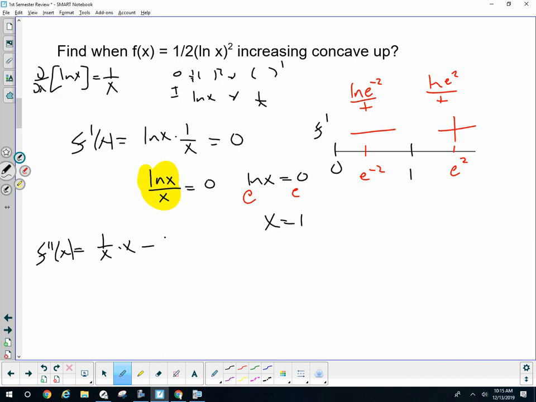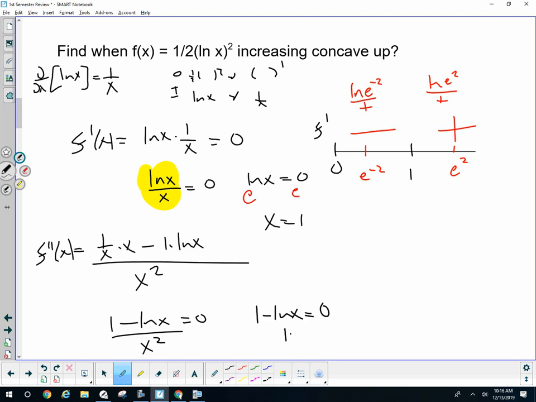Minus the derivative of the bottom times the top, all over the bottom squared. We end up with 1 minus log x over x squared. To solve this equation equal to 0, again, I don't have to worry about 0. I got 1 minus log x equals 0. I'll have 1 equals log x. I'll take e to the power of both sides. I'll get x equals e.